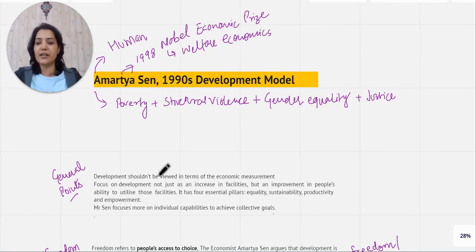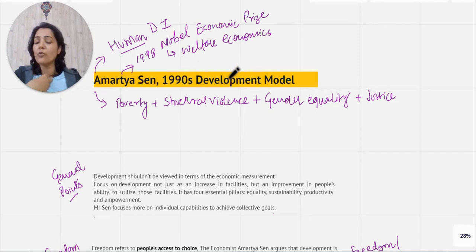So how did it start? In the 1990s, Amartya Sen was the one who started giving a lot of books. In 1998, he got his Nobel Economic Prize. This Nobel Economic Prize was given on the basis of welfare economics, what he proposed, and he had a major contribution even on the Human Development Index as well.